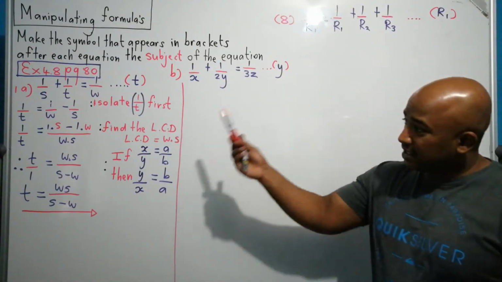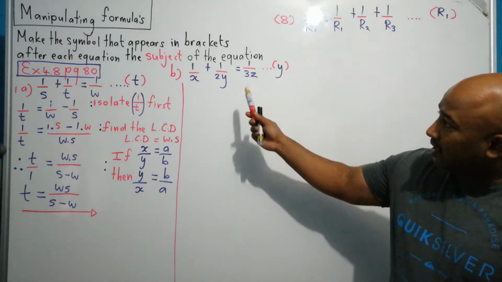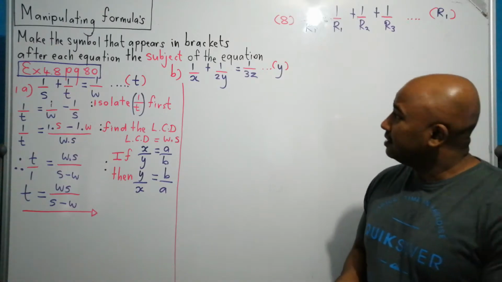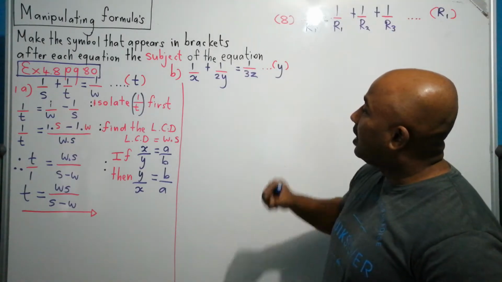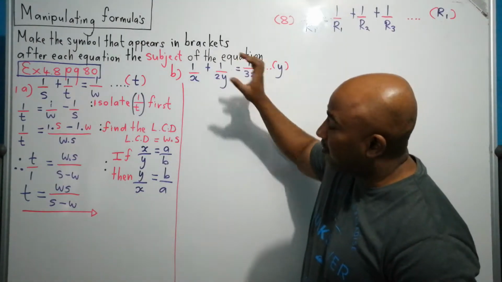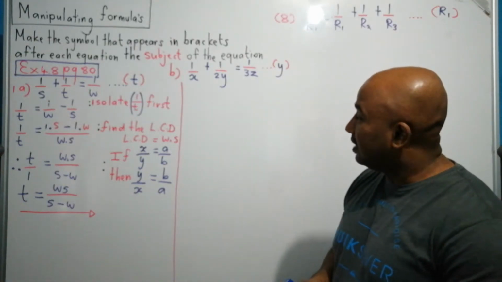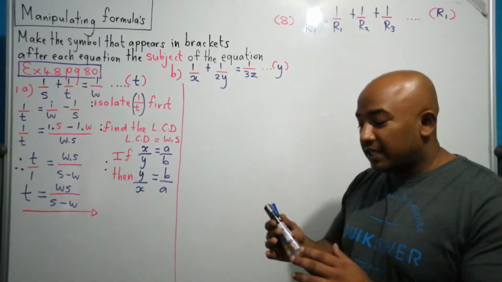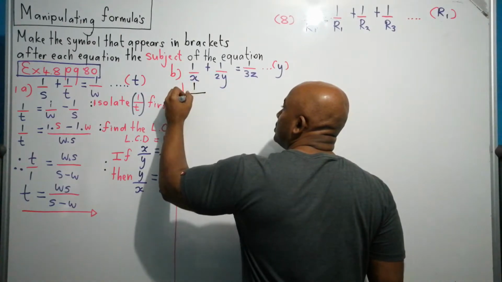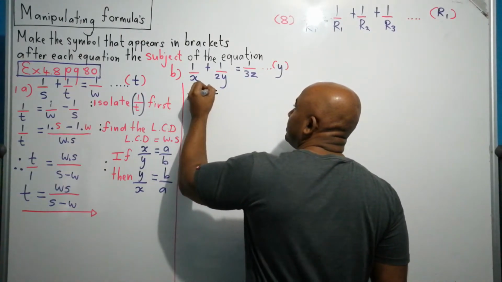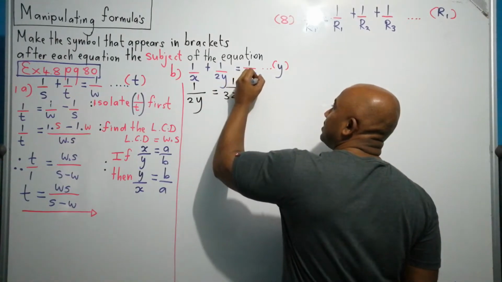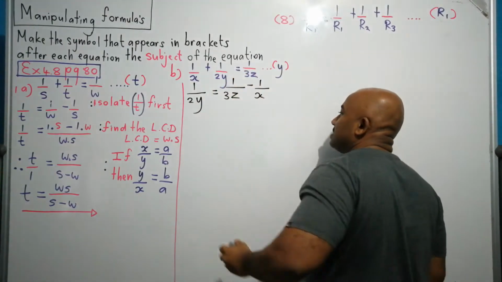Alright, now let's look at this example and then apply our knowledge to work out this one. It's a similar type of example. Here we need to make y the subject of the formula. So y is part of the fraction 1 over 2y. We will need to isolate 1 over 2y first. So I have 1 over 2y on the left hand side, and here this will be 1 over 3z minus 1 over x.